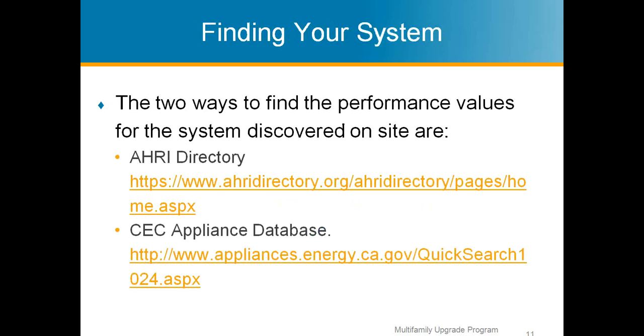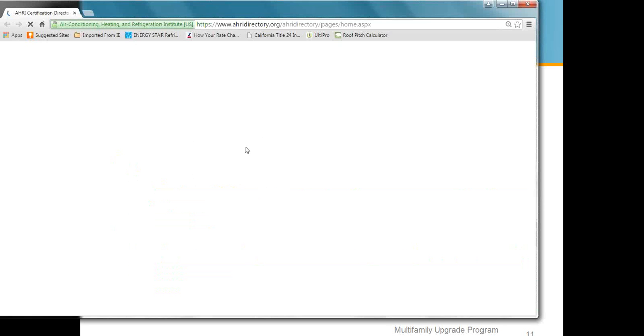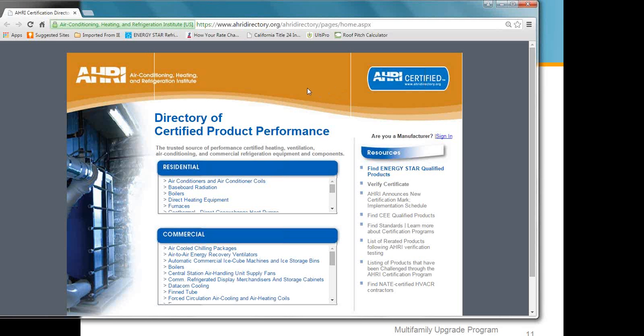So two main ways to find your system. You get out on site and you get model numbers and photos, manufacturers, and all that good stuff from the nameplates. First step should always be to go to the HRI Directory. If you're familiar with the HRI Directory, it looks something like this. This is exactly where it goes.